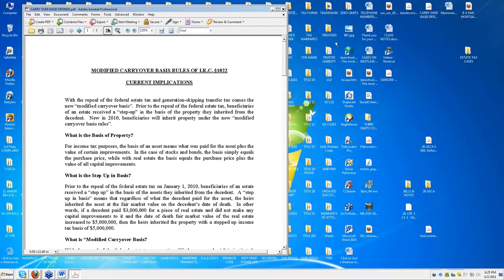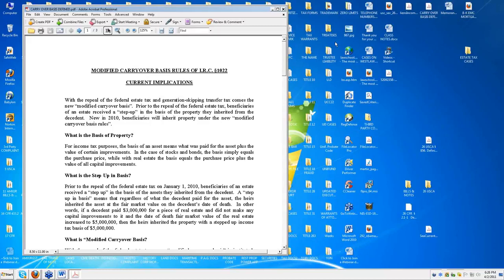You want me to start reading it? Yeah, read this. This is written by attorneys. Okay, modified carryover basis rules of IRC section 1022, current implications. With the repeal of the federal estate tax and generation skipping transfer tax comes the new modified carryover basis. Prior to the repeal of the federal estate tax, beneficiaries of an estate received a step-up in the basis of property they inherited from the decedent. New in 2010, beneficiaries will inherit property under the new modified carryover basis rules.